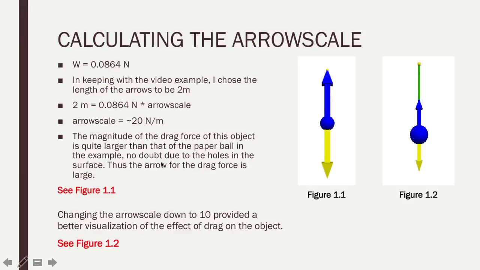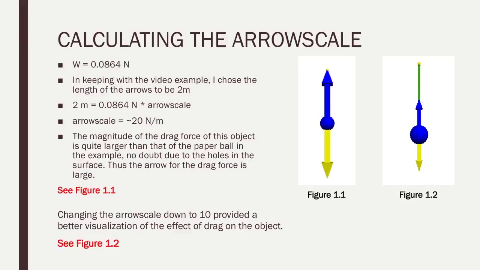The magnitude of the drag force of this object is quite large, and it's larger than that of the paper ball in the example, no doubt due to the holes in the surface of the koozie, one for the actual can to enter and two on the sides, I guess for decorative purposes. Thus the arrow for the drag force is large.